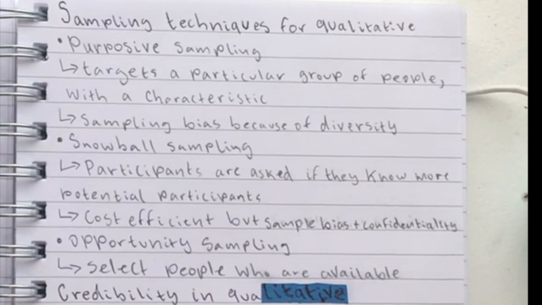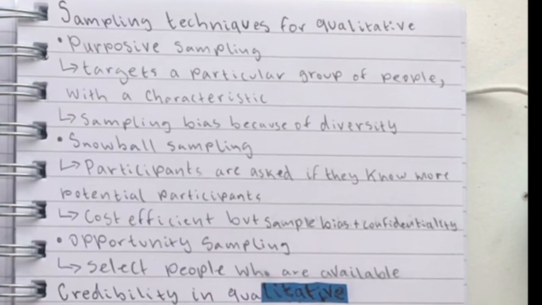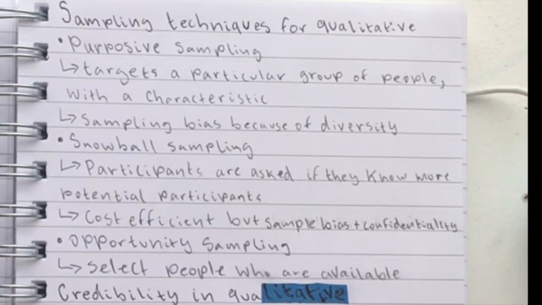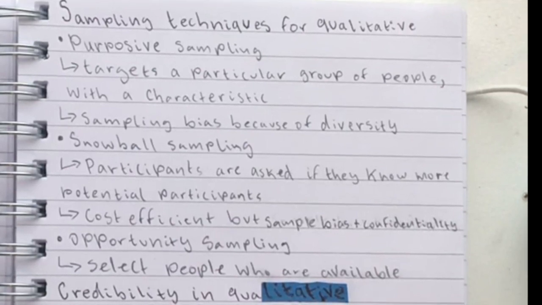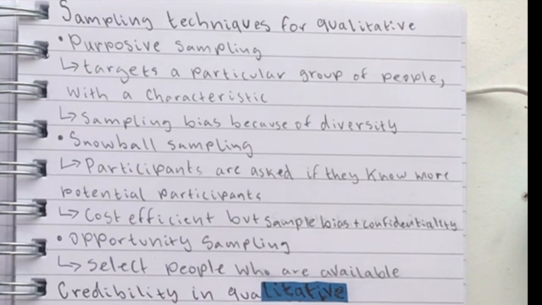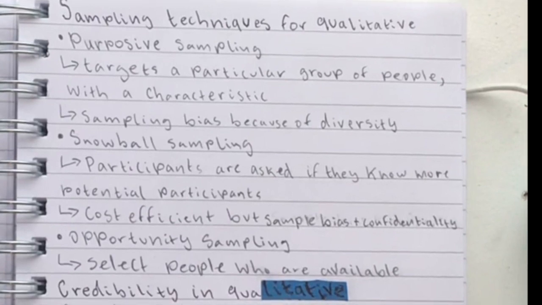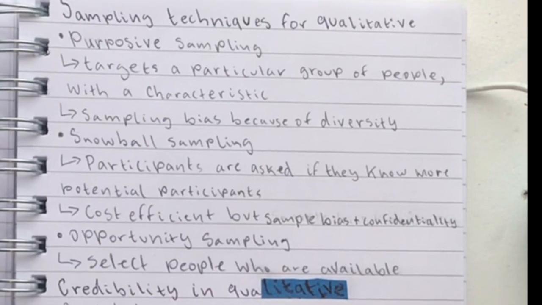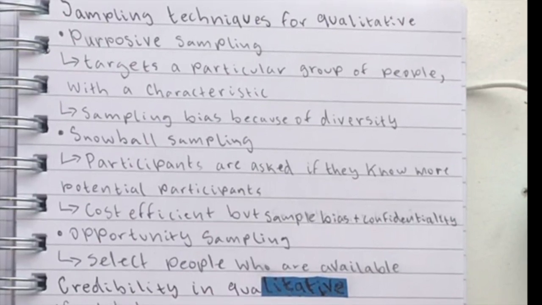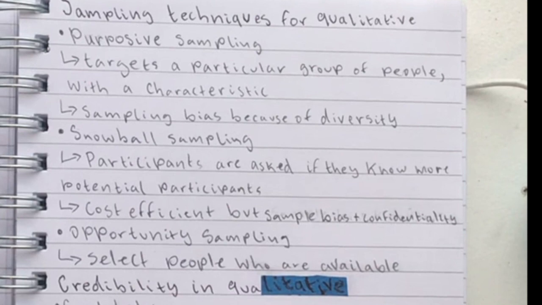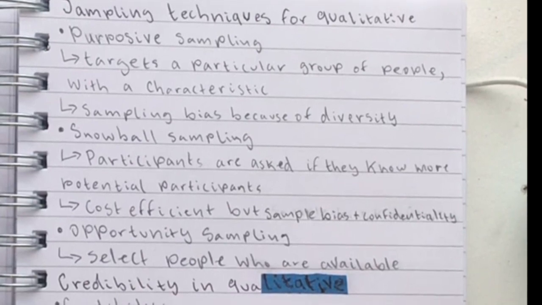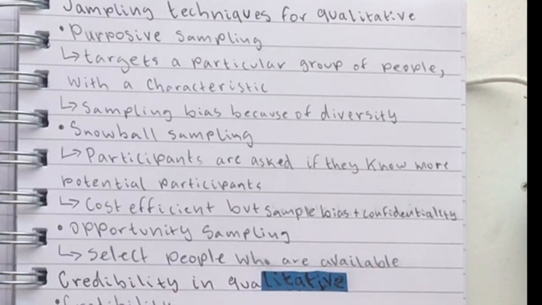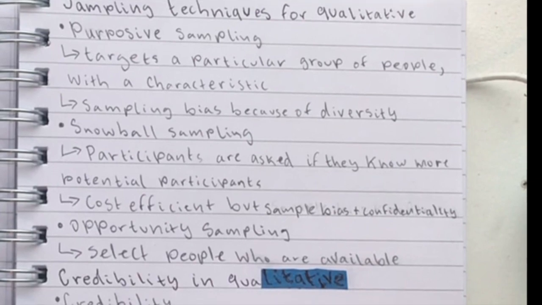Now, let's talk about sampling techniques for qualitative research. So there are three main ones. There is purposive sampling, which is you target a particular group of people with a characteristic. So essentially you find, oh, I want to test people with only one arm. You find people with only one arm and you ask them to join. That's essentially it. However, there might be sampling bias because of diversity.